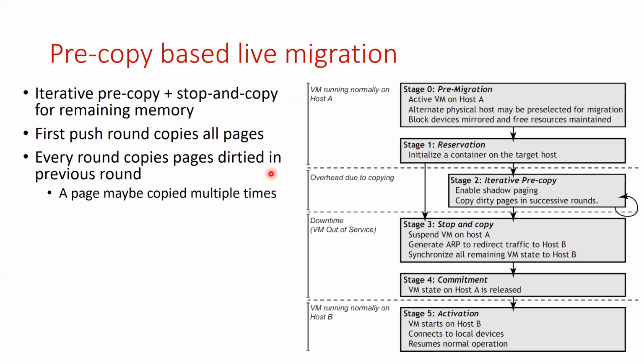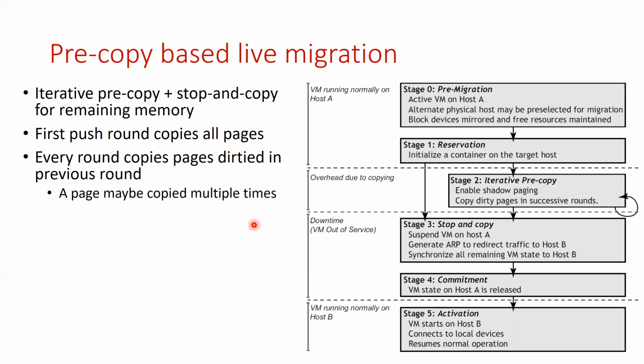What you do is you iteratively copy. You enable shadow paging. We'll see what that is in a little bit. And you copy all memory in the first round. Then from second round onwards, every round will copy only the memory that was dirtied and hence changed in the previous round. So after multiple rounds like this, you decide you've had enough of this iterative pre-copy.